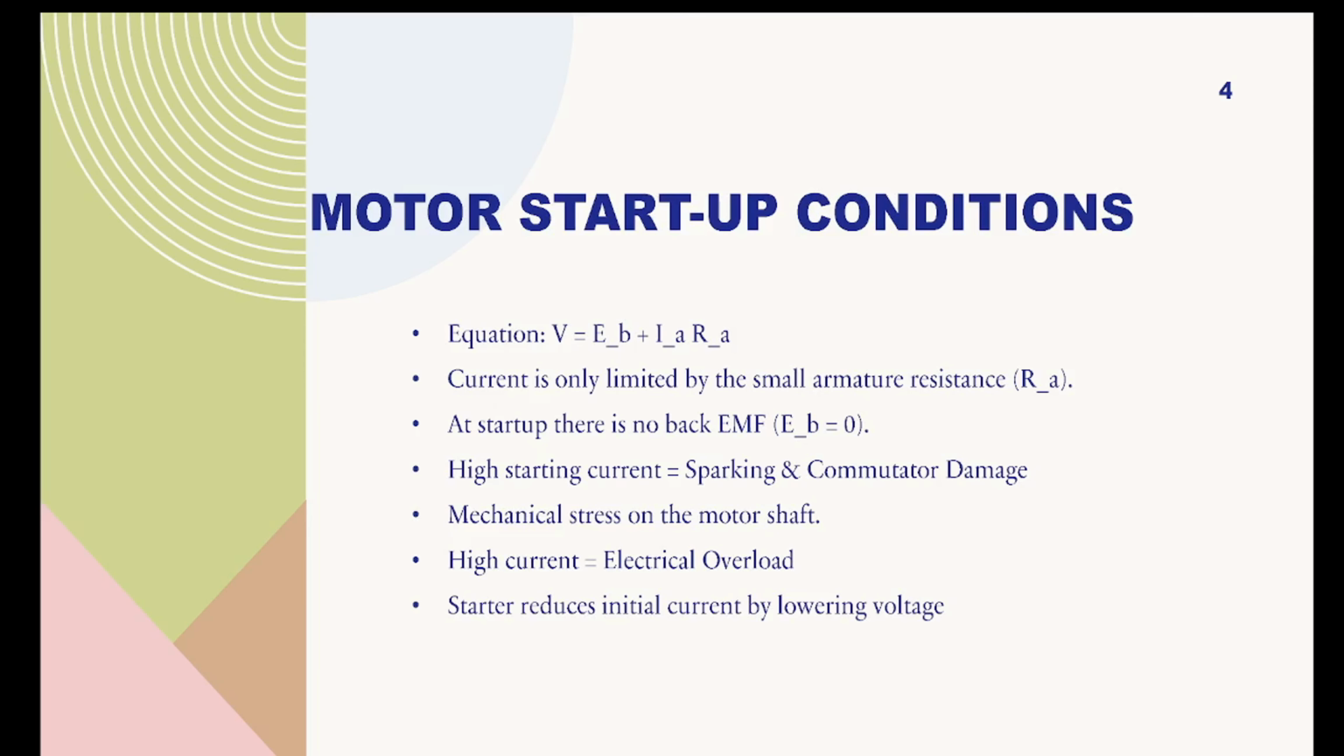Motor startup conditions. When a motor starts, it's stationary, meaning there's no back EMF yet to regulate the current. Equation: V = E_B + I_A * R_A, where V is the applied voltage, E_B is the back EMF, I_A is the armature current, R_A is the armature resistance. At startup, the motor doesn't have any back EMF, E_B = 0, so the current, I_A, is only limited by the armature resistance, R_A, which is very small. This means the starting current can be very high, and that's a big problem.